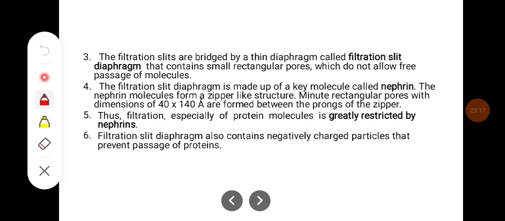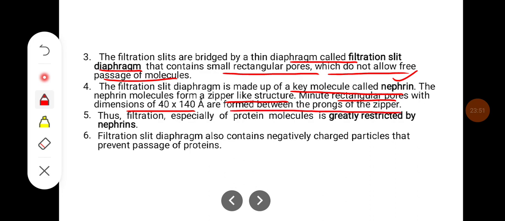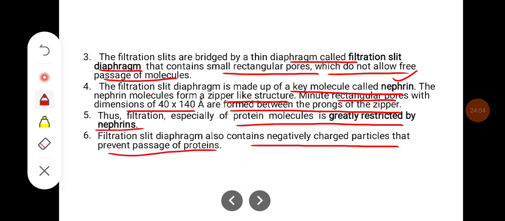The filtration slits are bridged by a thin diaphragm called the filtration slit diaphragm that contains small rectangular pores, which do not allow free passage of the molecules. The filtration slit diaphragm is made up of a key molecule called nephrin. The nephrin molecules form a zipper-like structure. The minute rectangular pores with the dimension of about 40 by 140 angstroms are formed between the prongs of the zipper. Thus, filtration, especially of protein molecules, is greatly restricted by these nephrins. The filtration slit diaphragm also contains negatively charged particles that prevent passage of proteins.